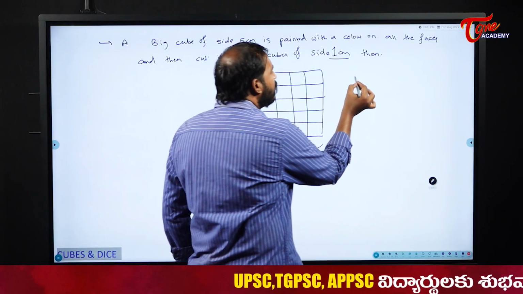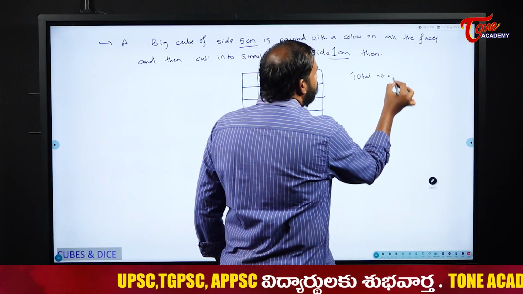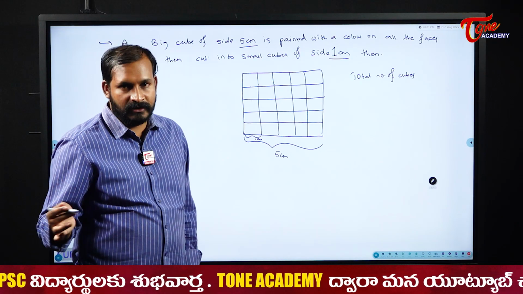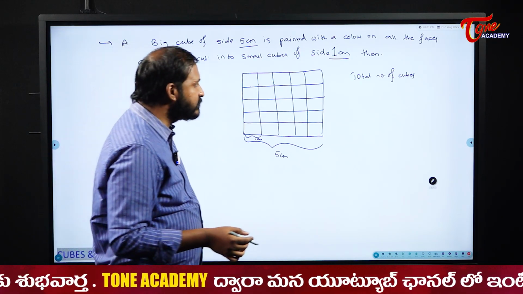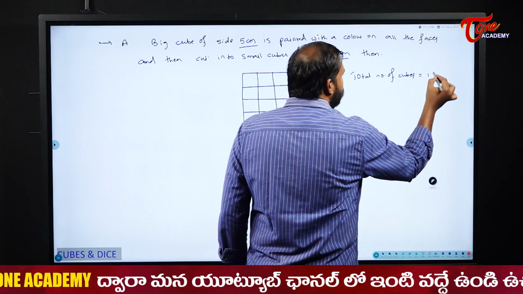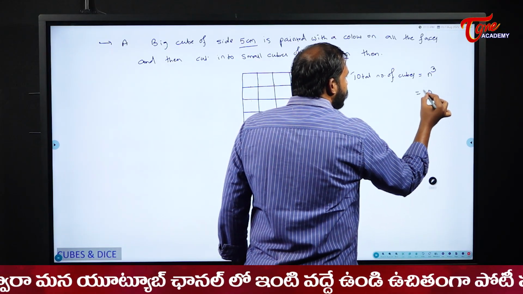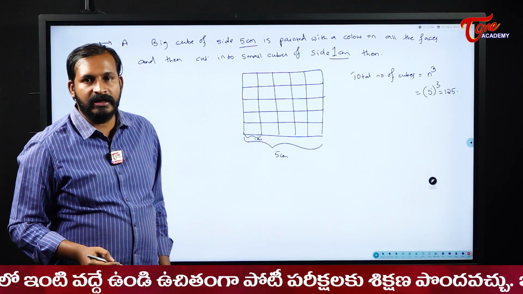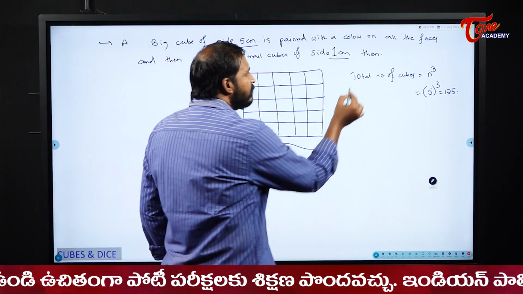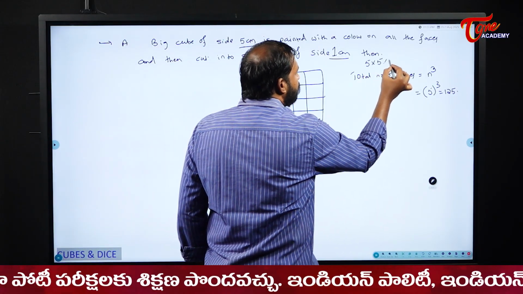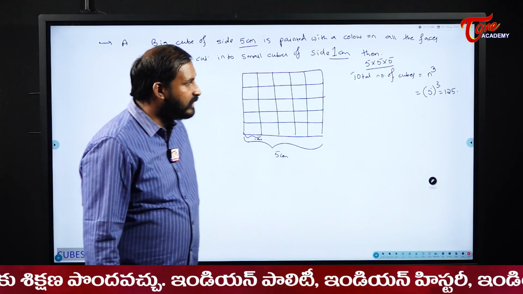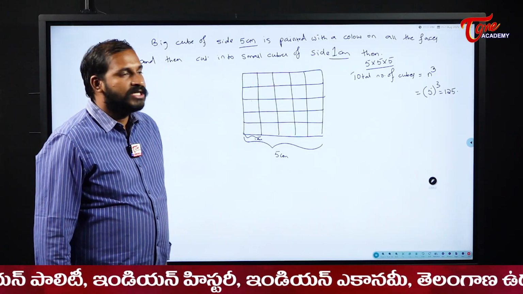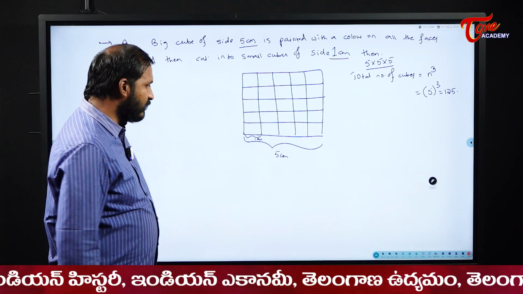So now tell me what is the total number of small cubes formed? If you cut n by n by n with each small cube 1 by 1 by 1, the total number of small cubes becomes n cube. That is 5 cube, which is 125. That means I am cutting them in the manner of 5 into 5 into 5, n into n into n, which becomes n cube, 125 small cubes. Okay, sir, 125 small cubes.